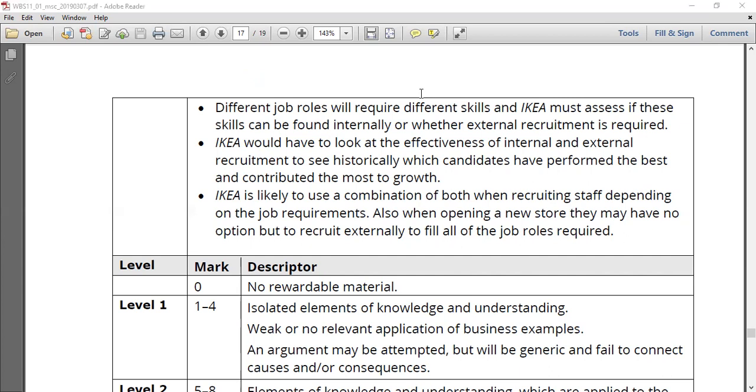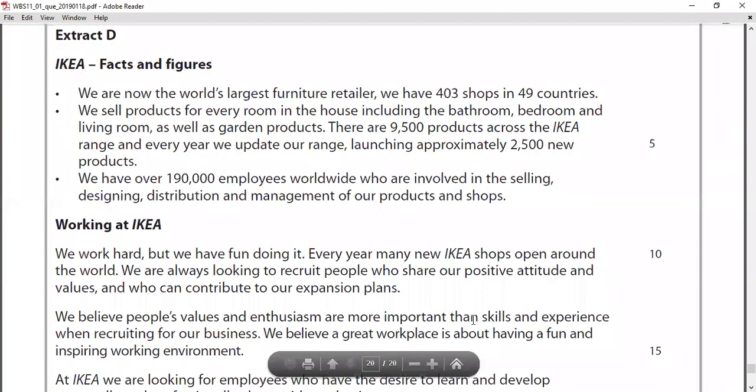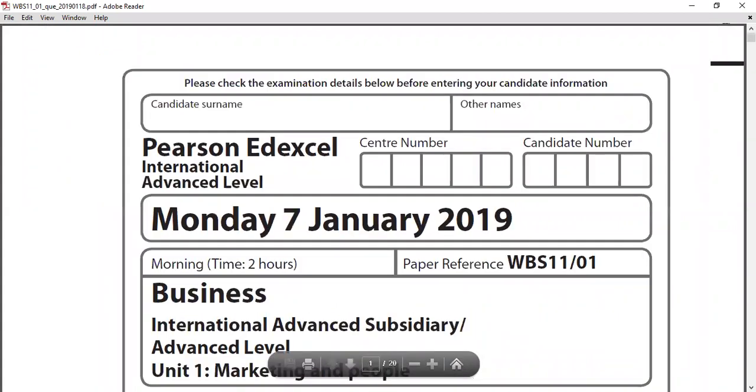We discussed section A, we discussed section B, we discussed section C also. So that's the end of question number 3 of the 2019 Jan paper.